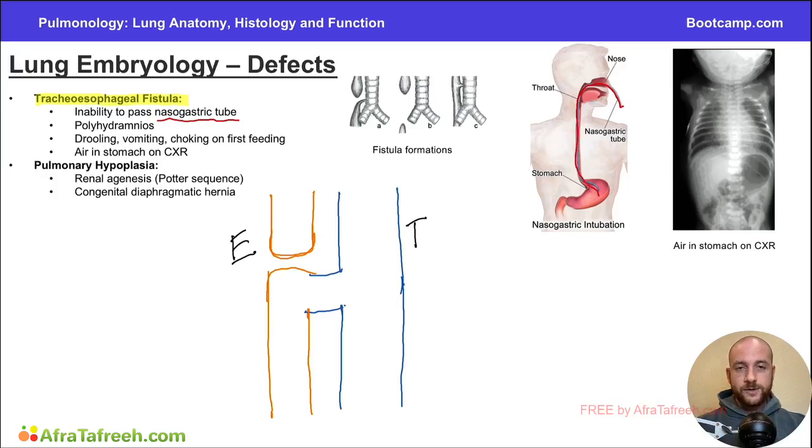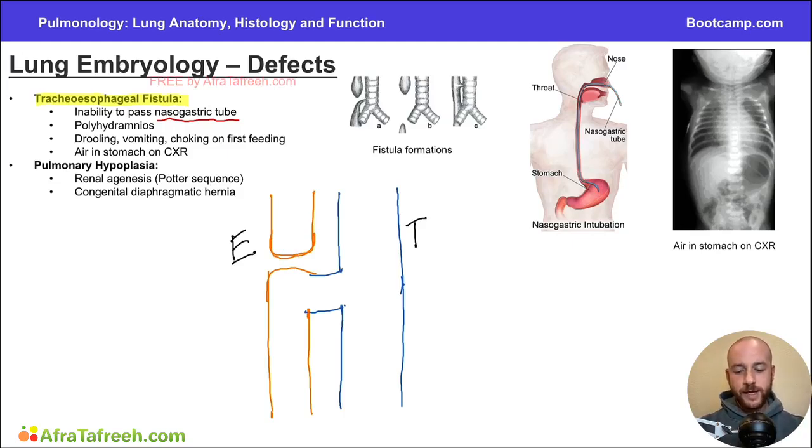And as it goes from the pharynx into the esophagus, if there's this fistula and it has this formation here, it's going to actually stop once it hits the blind pouch. It's not going to be able to pass the blind pouch, and it won't be able to progress into the stomach. The next finding is something called polyhydramnios.